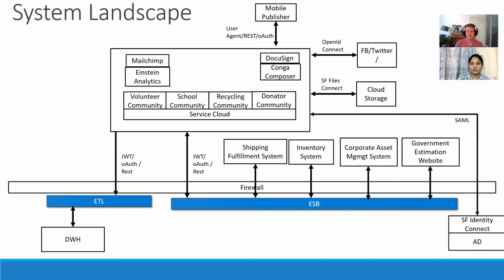So to connect the external systems with Salesforce, I would have ESBs behind the firewall. And to connect it with the data warehouse, I would have ETL at the same place. So my ESB will be connected to my shipping fulfillment systems to fulfill the requirements of shipping and deliveries. And then the inventory management system, wherein I have the information about the inventory of laptops. The corporate asset management system, which has the information of all the assets and how they are managed. And the government estimation website will give me the data for the estimation.